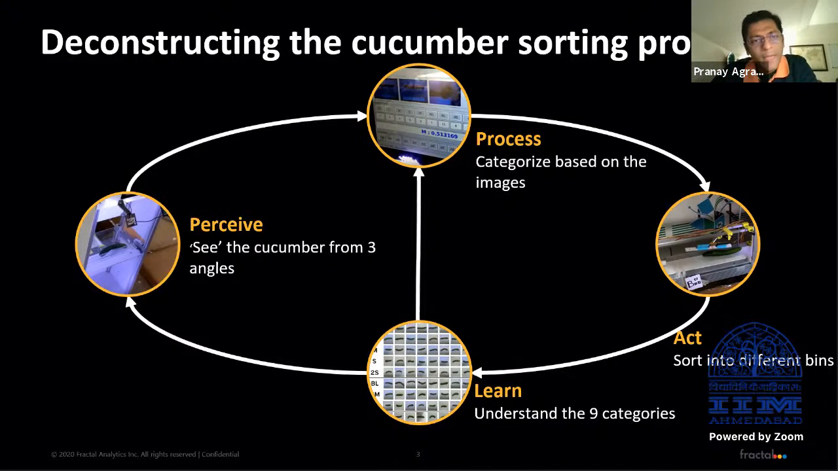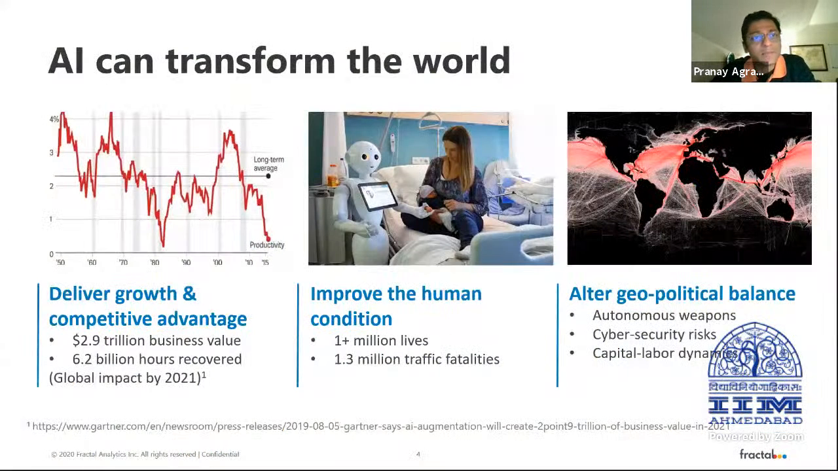how AI is working, but more importantly, the idea that if AI can be applied in a farm to sort cucumbers, the applications of AI are just limited by our own imagination and ambition. And yes, AI is supposed to transform the world. AI can transform the world, and there is a whole vast range of applications and big projections all around the world around what AI can do for us. Right? There is the expectation that it will deliver tremendous growth and competitive advantage with huge numbers. Some estimates say up to $3 trillion in business value will be added.